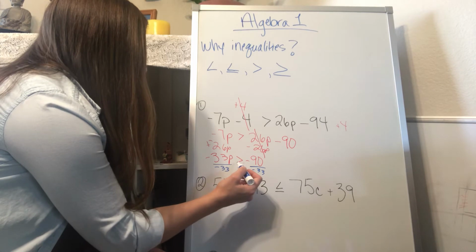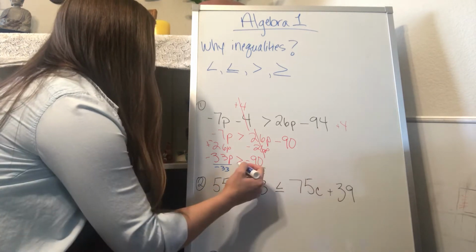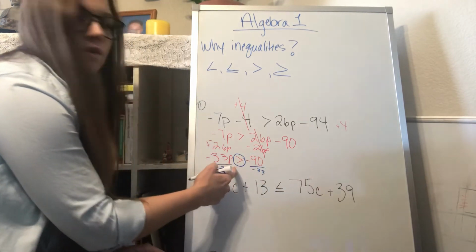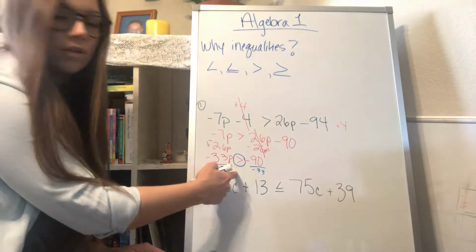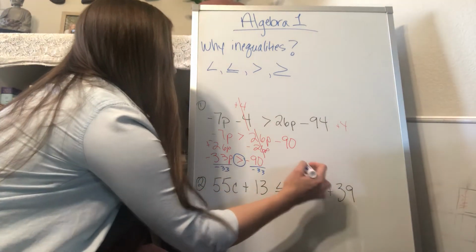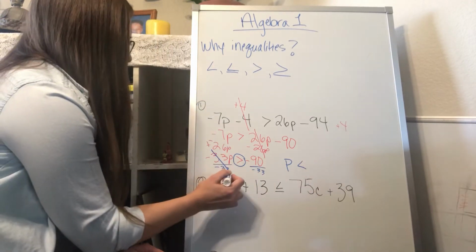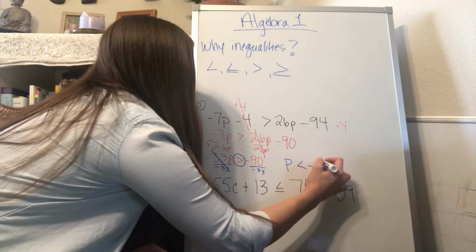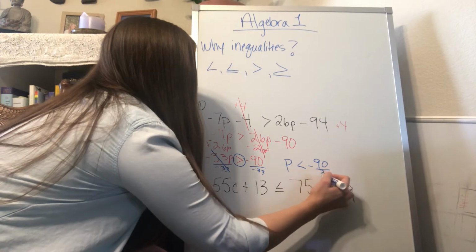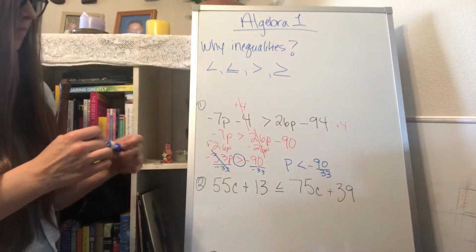Now I'm going to come over here. I have to flip my inequality. Right now it says greater than. Over here for my answer, it's going to say less than. So P, right, because this cancels, is less than negative 90 over 33.